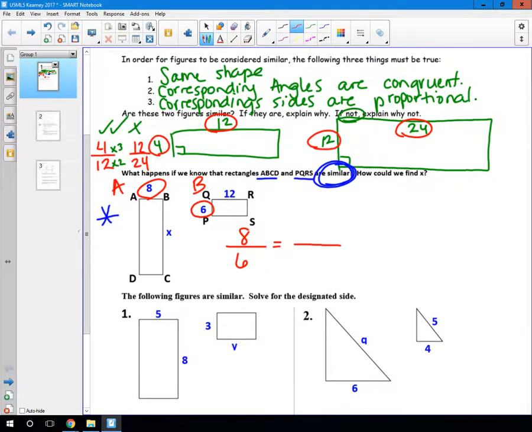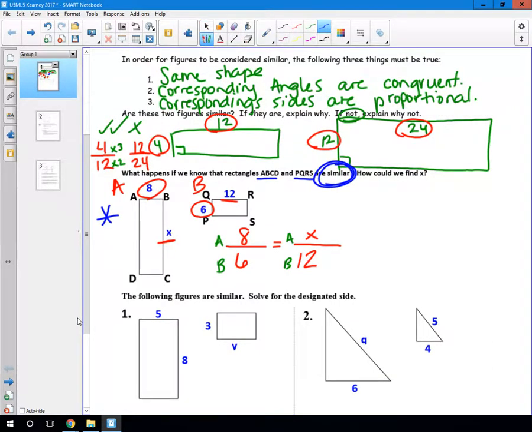Okay? And then we're going to come back over to A, and now let's look at that long side, x. And what does it correspond with in B? It corresponds with 12. So now I should have A to B, A to B. Okay, so I'm just showing you that I pulled from both figures. So now we're going to solve for x.